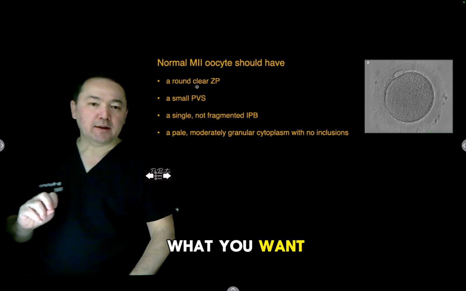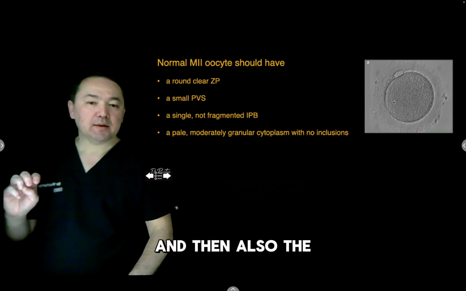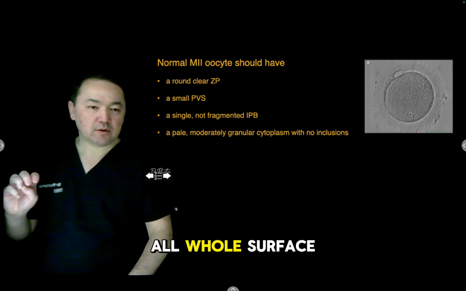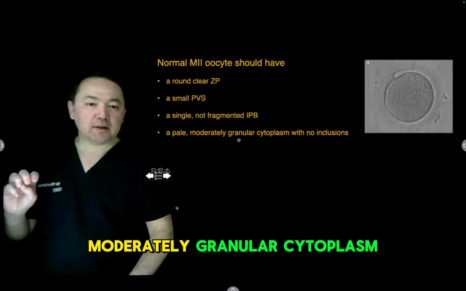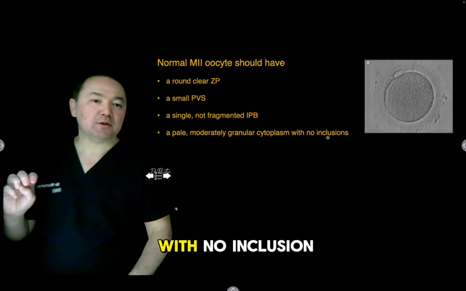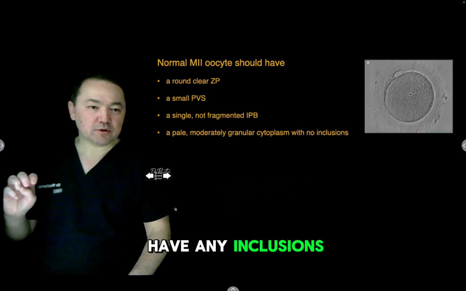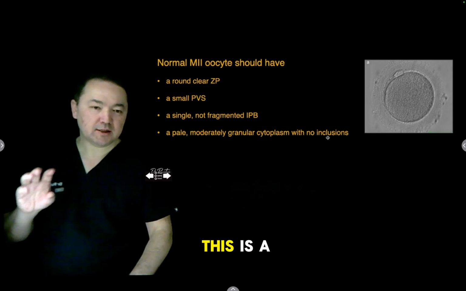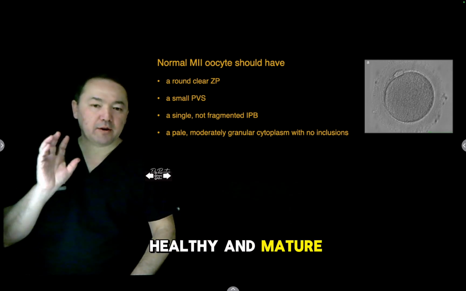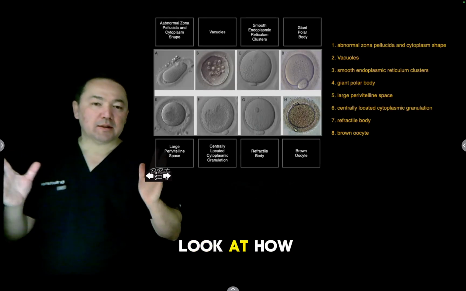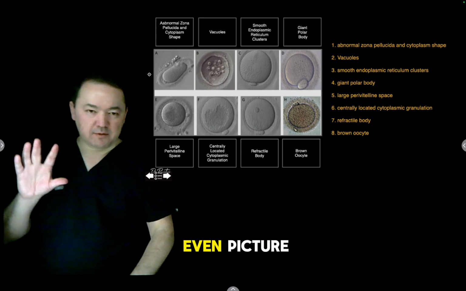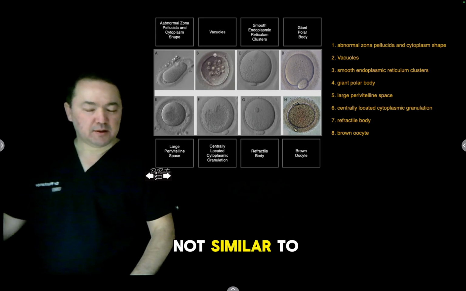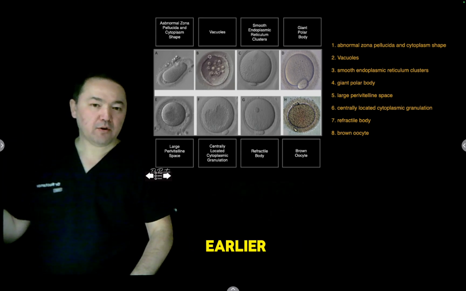That's what you want. And then also the cytoplasm or whole surface of the egg should be pale, moderately granular cytoplasm with no inclusions. You should not have any inclusions here. In the picture you can see this is a healthy and mature egg. Now let us look at how unhealthy eggs look. You can see from the picture, these eggs are not similar to the egg picture we saw earlier.